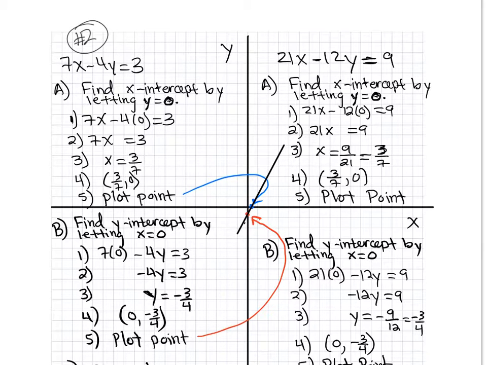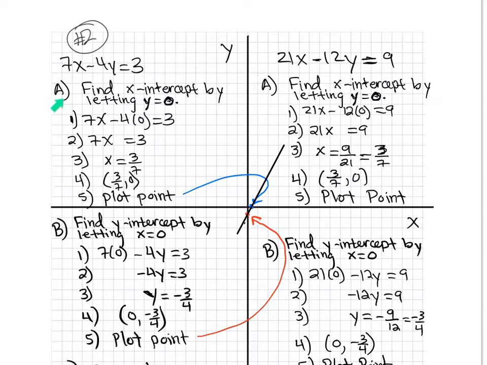Okay, here's number 2. We have two equations again, 7x minus 4y equals 3, and 21x minus 12y equals 9. I'm going to use a different approach to graph these equations. Instead of using the slope-intercept form, I'm going to find the x-intercept and the y-intercept. The main reason for doing that is because I see that these numbers are not really divisible by each other, and so it's easier just to find x-intercepts and y-intercepts in that case.